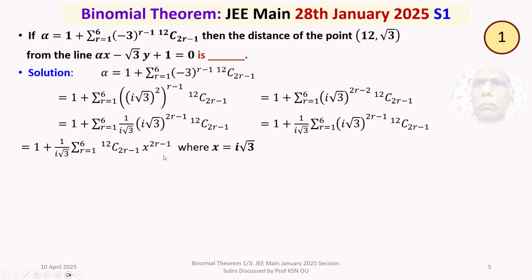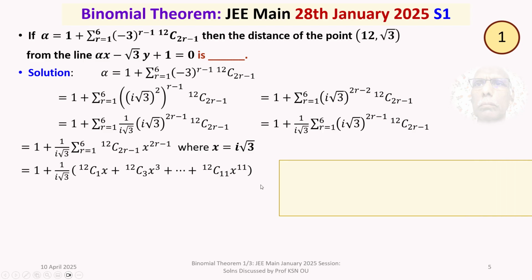So this is equal to 1 plus 1 by i root 3 into, expand this one. r is equal to 1, 12C1 x. r is equal to 2, 12C3 x cube. r is equal to 6, 12C11 x to the power of 11 at the end. So what are you looking at? These are 1, 3, 5, 11, they are all odd. They are suggesting something, right?